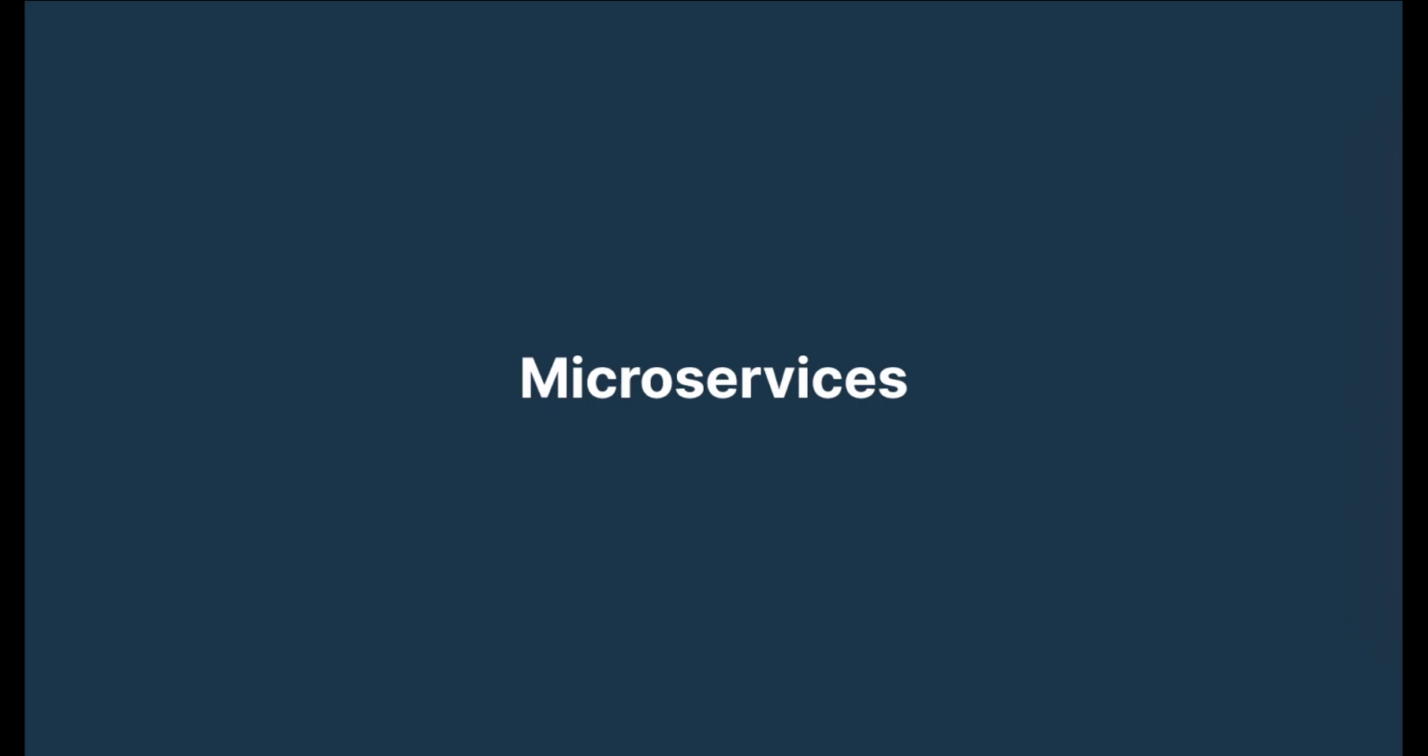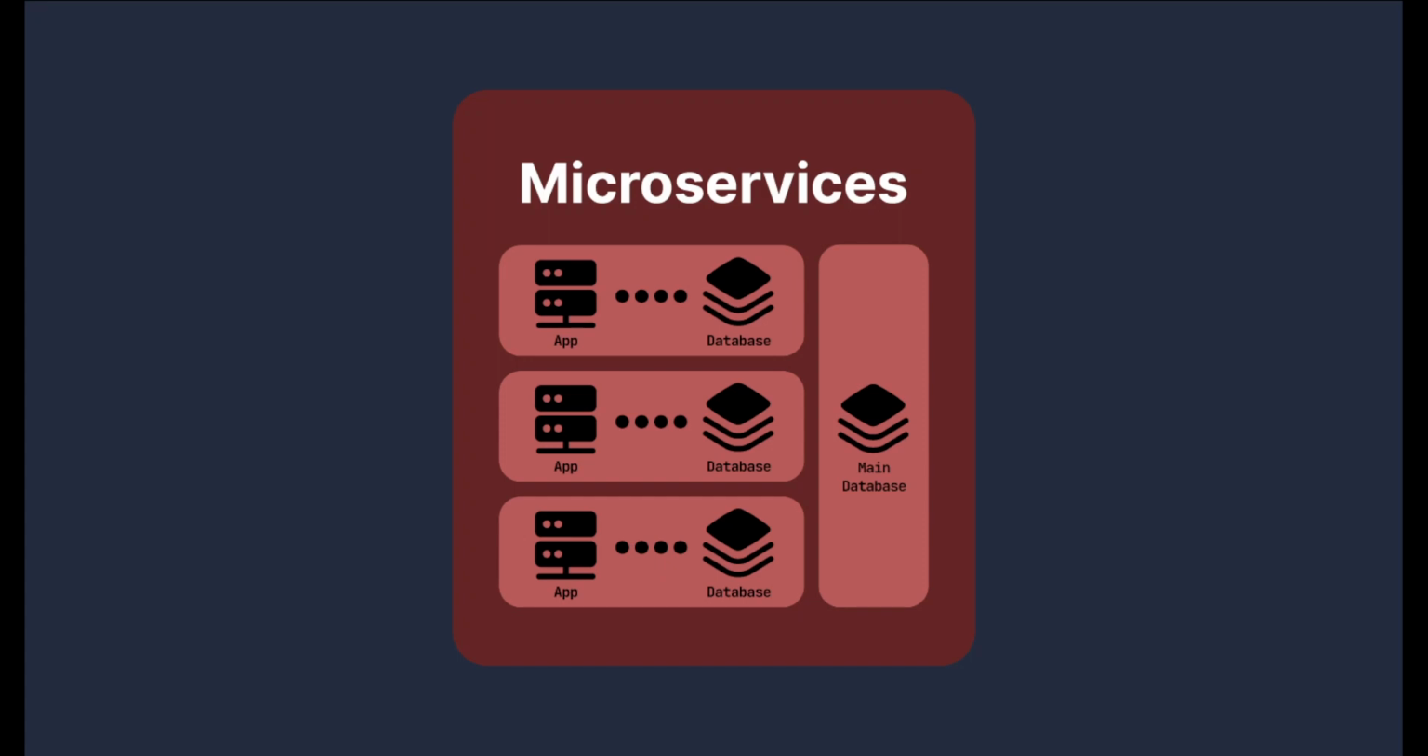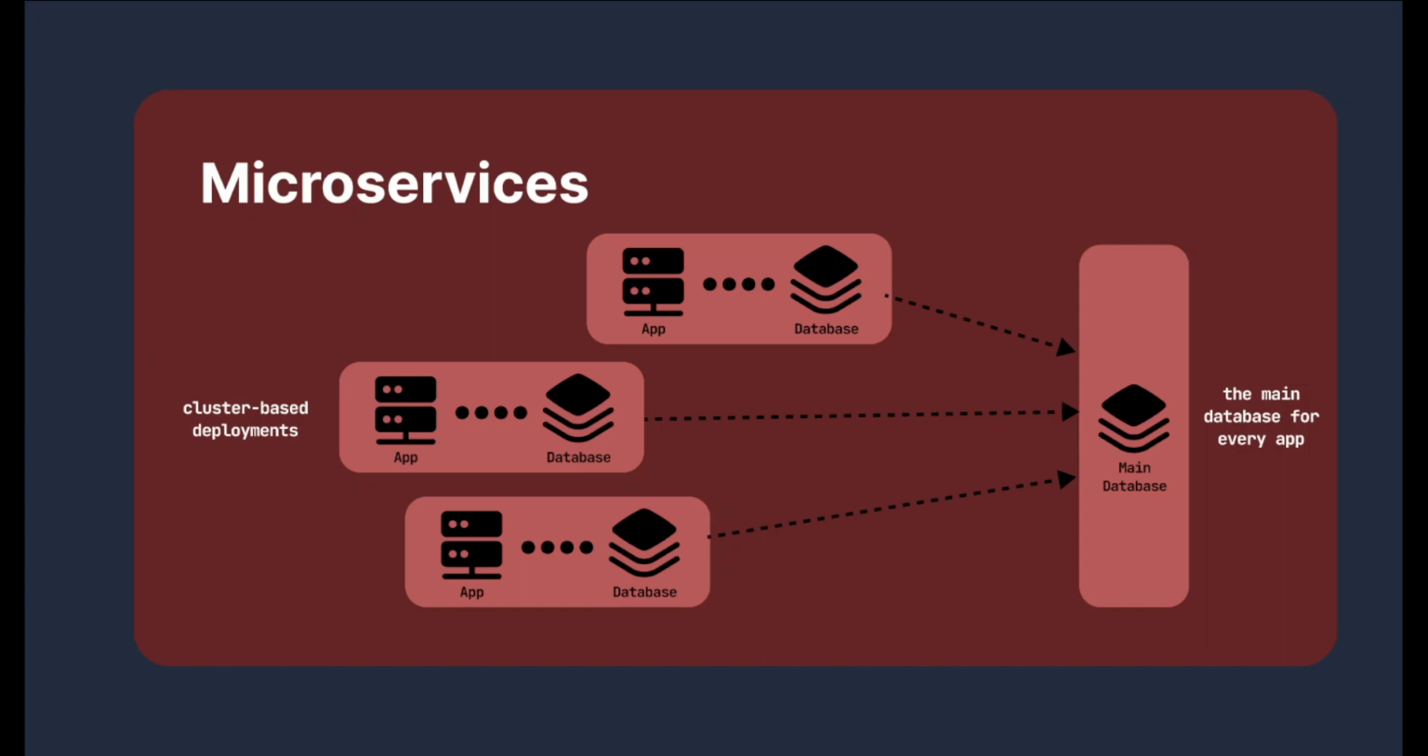Now, let's talk about microservices. Microservices are very common in big companies such as Netflix and Spotify. Both of them use microservices because the benefits are very amazing. One of them is that every single app runs within its own cluster or container. They still have this main database for every app, but they're not too dependent on that main database because they can still run with their own database that they have within the cluster.